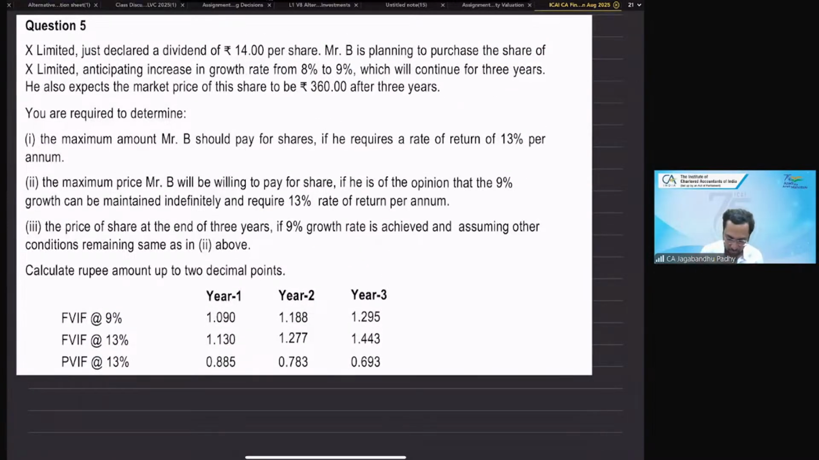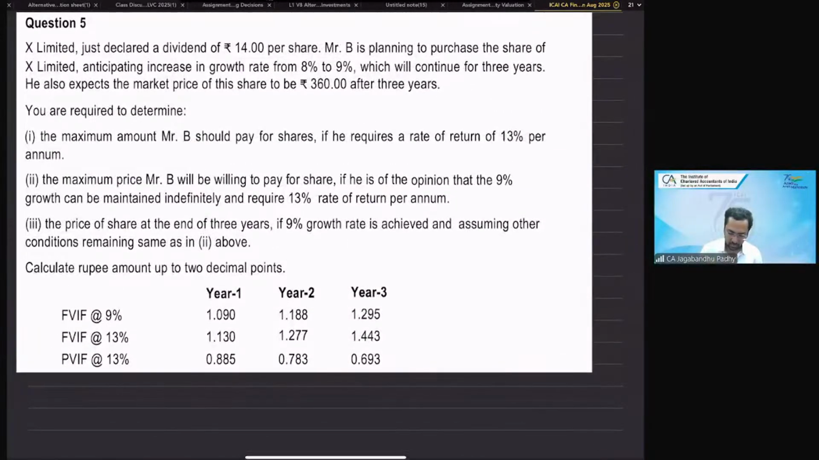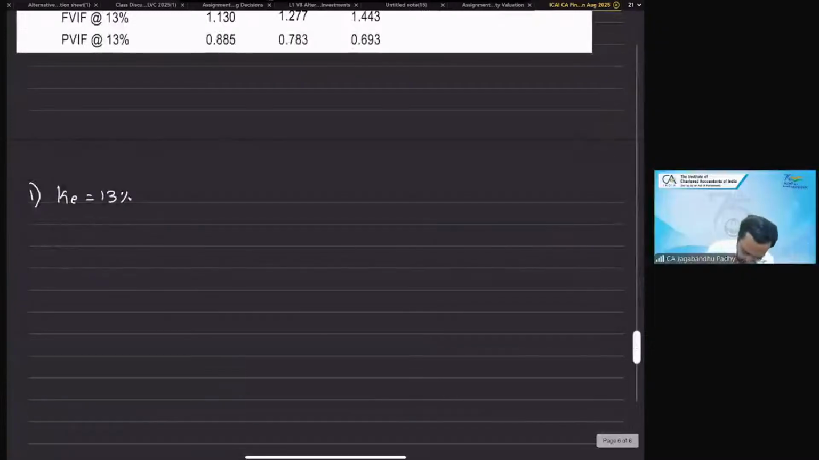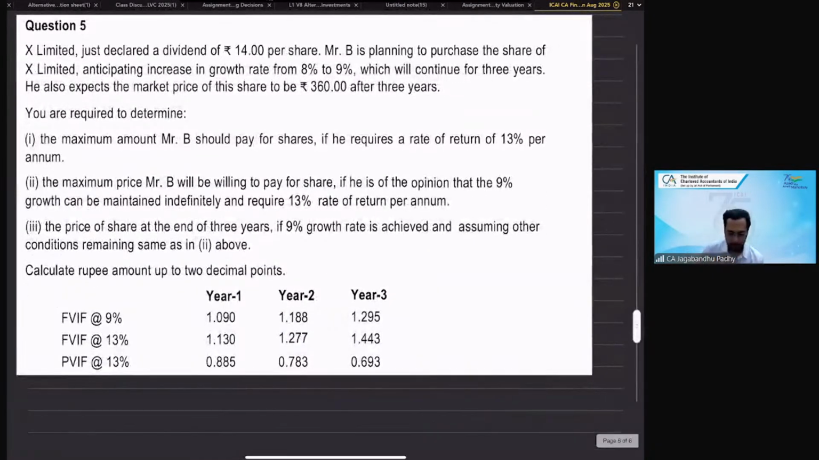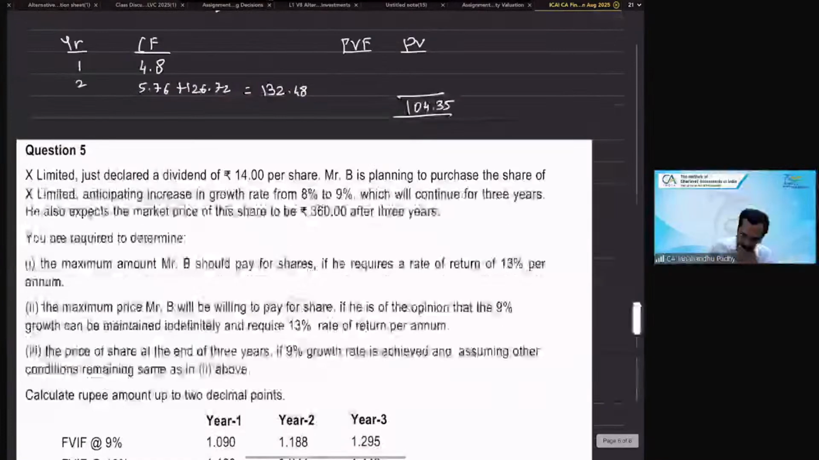The maximum amount Mr. B should pay for shares if he requires a rate of return of 13%. Then the growth rate increasing from 8% to 9%. So growth rate is 9%. B is planning to purchase the share of X Limited, anticipating increase in growth rate from 8% to 9%. And he expects the price of the share to be 360 after 3 years. So basically, terminal value or value in year 3 is already given to us as 360. And the dividend that was paid is 14.